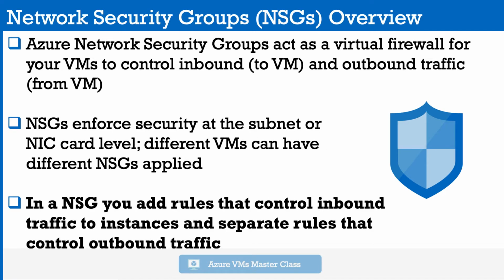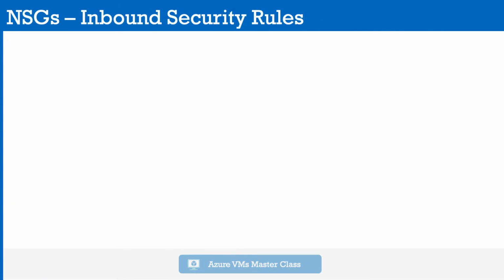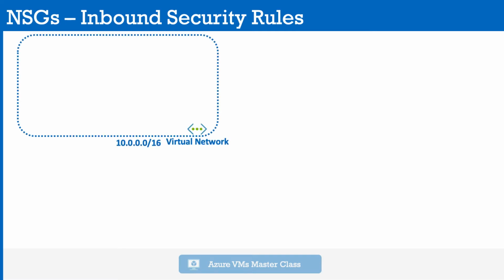Now, in a network security group, you add rules that control inbound traffic to instances and really separate rules that control outbound traffic. So let's go through an example and understand more about inbound security rules first. So first we define the virtual network and we have chosen this IP address space, so 10.0.0.0/16. Then we created subnet 1, 10.0.1.0/24, so a smaller portion from the big IP addressing space.